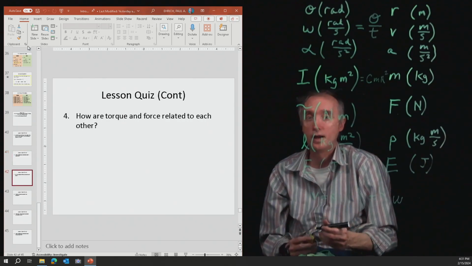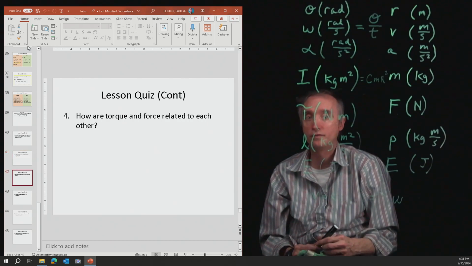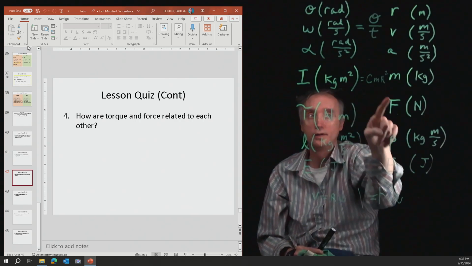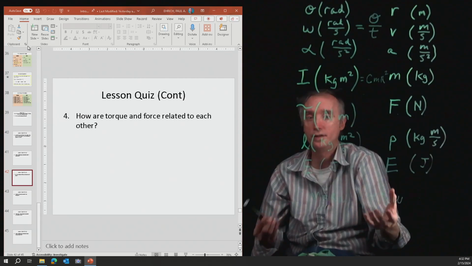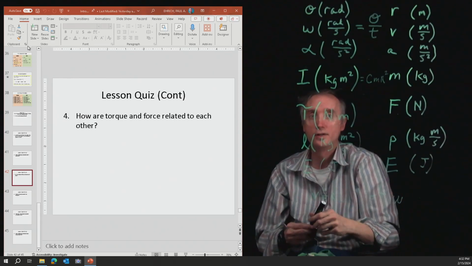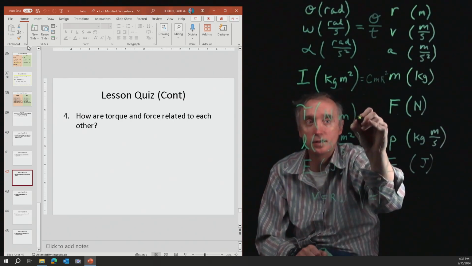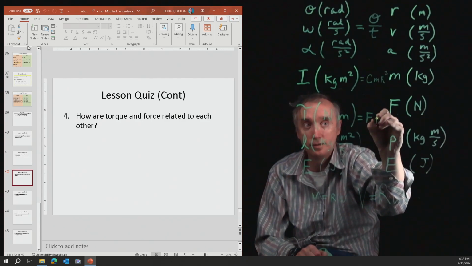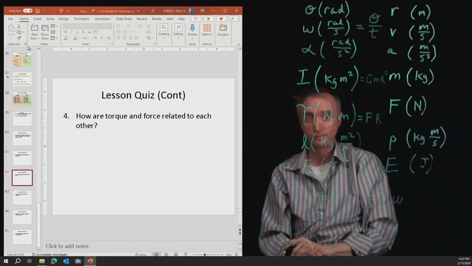Number 4, how are torque and force related to each other? So torque and force. Well, the connector is R. So torque is going to be equal to a force multiplied by the radius.